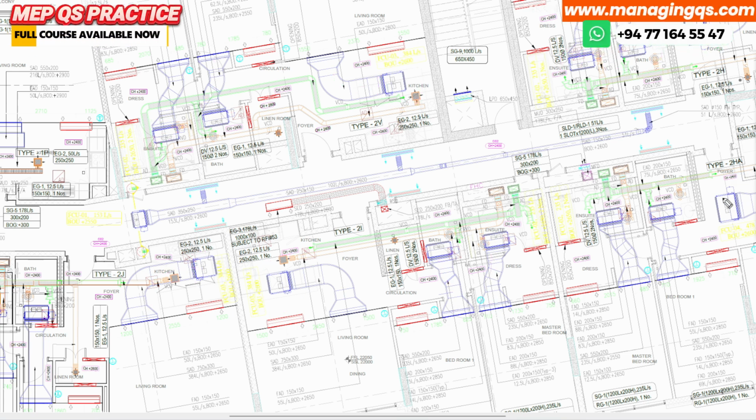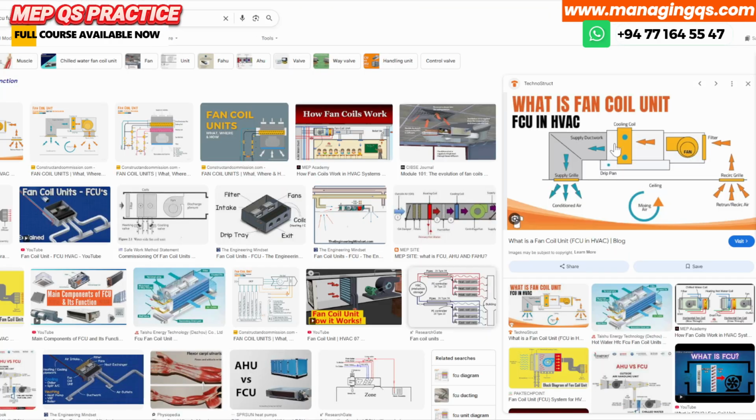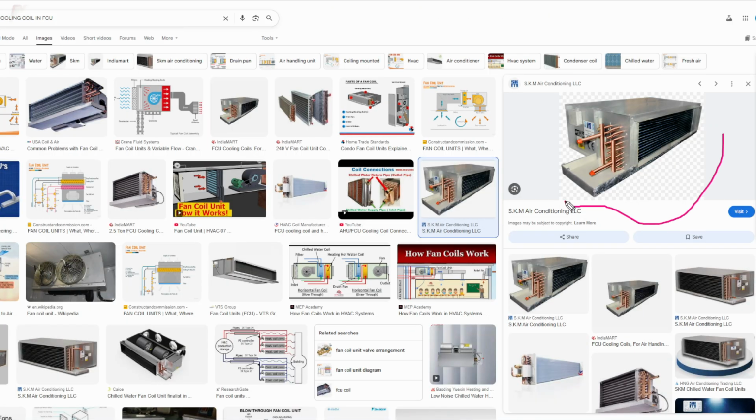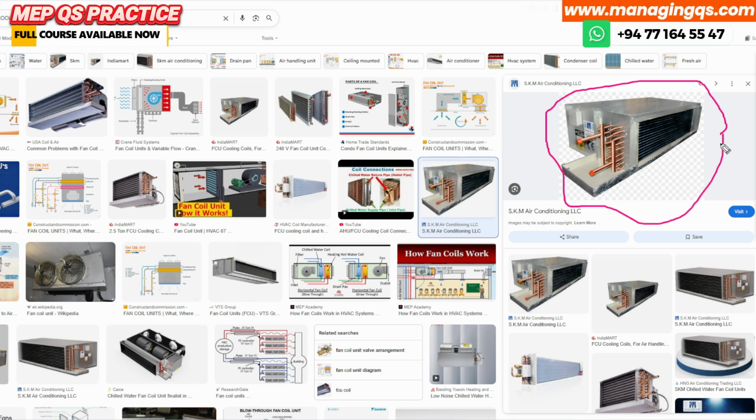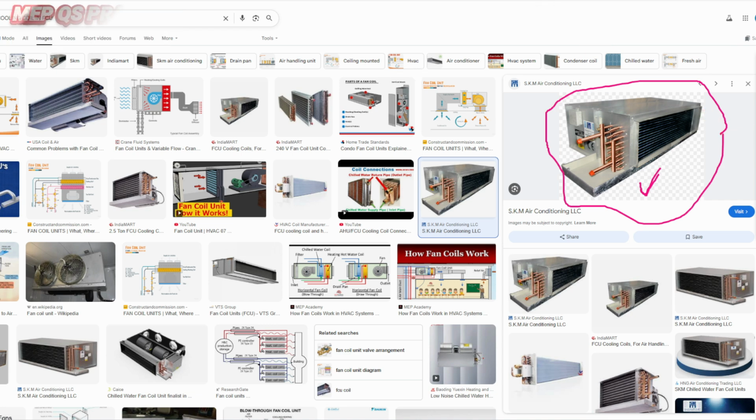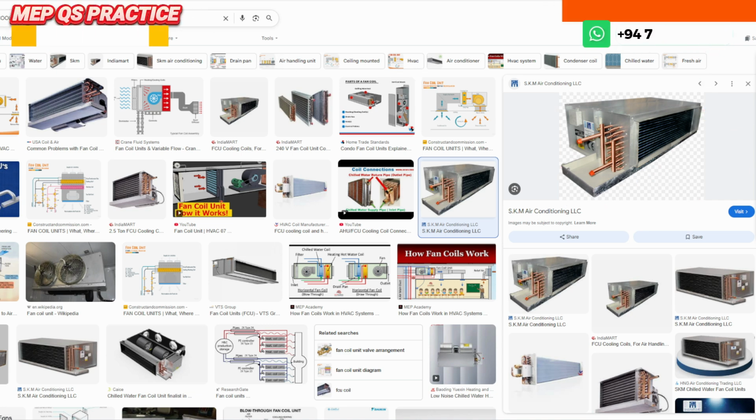Before starting this analysis, I am going to show the real picture of this FCU. This is the FCU that we are going to use above the ceiling of the ductwork. This is the real FCU. We should know its real function before starting the quantity takeoff.